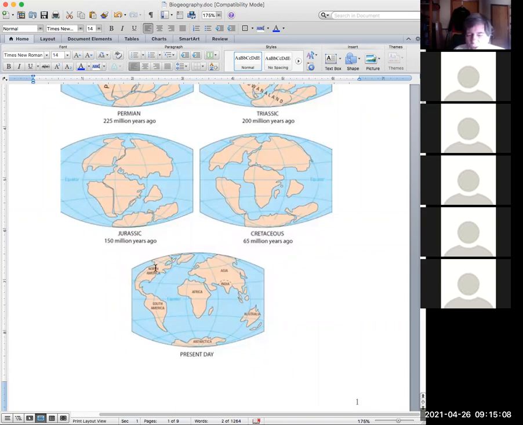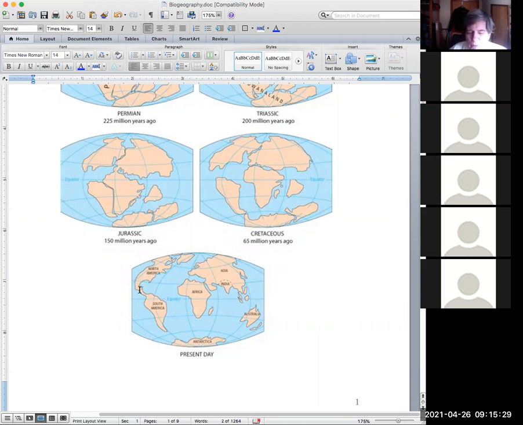Notice that Mexico was here before. You can see Mexico kind of sticking down here. And this is why Mexico is geographically considered part of North America, not Central America. Culturally, Mexico may be closer to Central America, but geographically, it's considered to be part of North America.